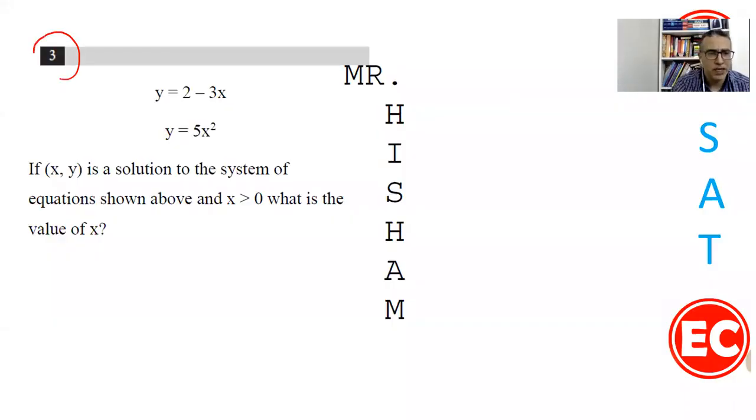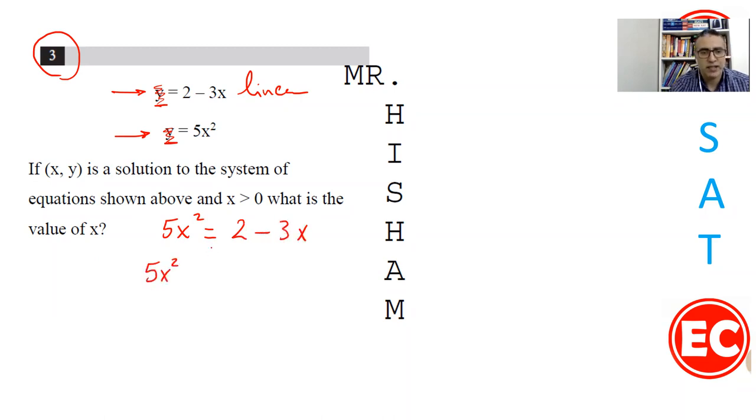Question number 3 is ready to solve. I have y is equal to a linear equation, and y is equal to 5x squared, a quadratic equation. So since it's y and y, I don't write y. I just write that 5x squared is equal to minus 3x. I'm keeping 5x squared on the left-hand side, I'm moving -3 to the other side, it's going to be +3. And moving +2 to the other side is going to be -2. That is equal to 0.